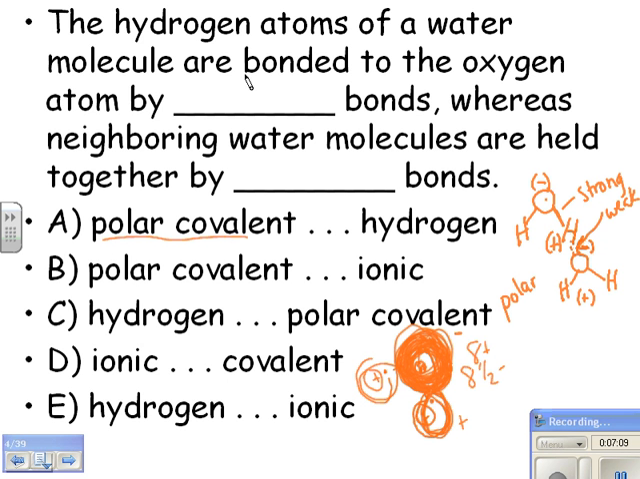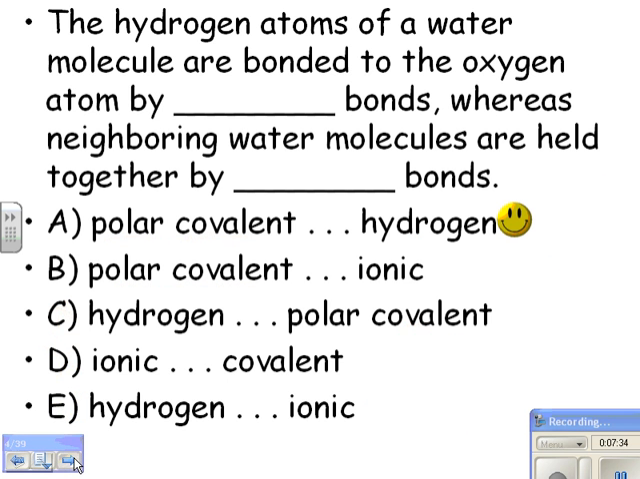So within a water molecule, the hydrogen atoms of a water molecule are bonded to the oxygen atoms by this strong polar covalent bond. So we can already cross out these. And I would recommend that you actually write all over your tests and cross out the ones you know are not true. Whereas the neighboring water molecules, that means this one's a neighbor to that one, are held together here by this weak bond. It's called a hydrogen bond. So the answer there is A.